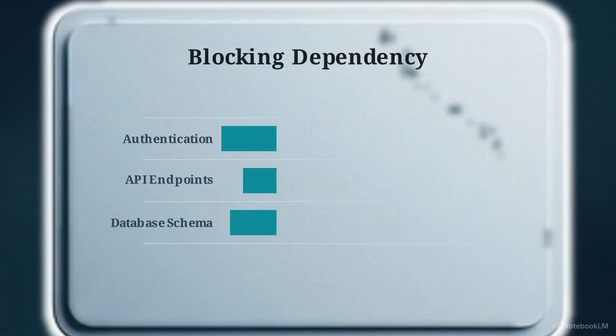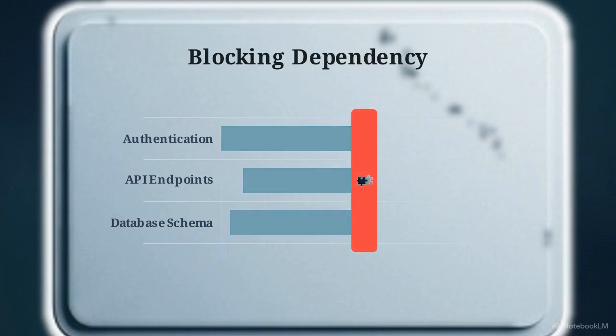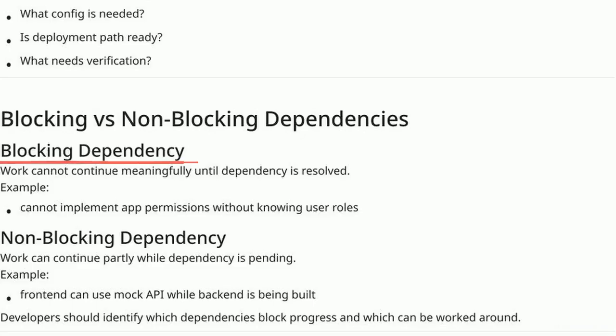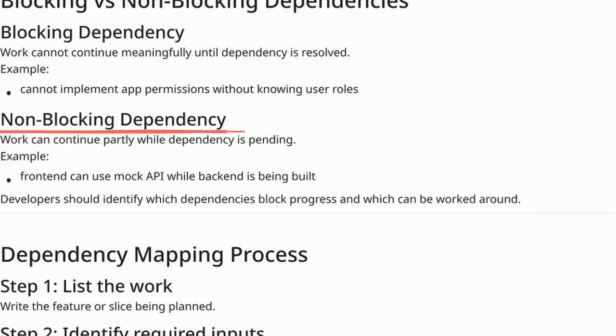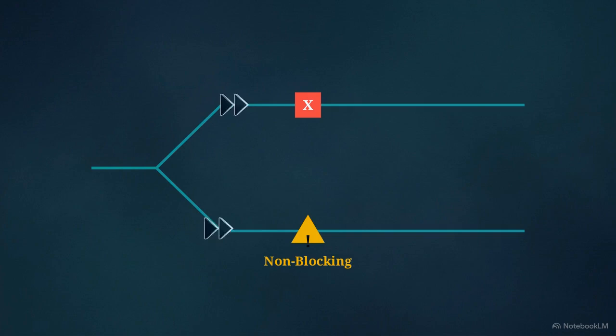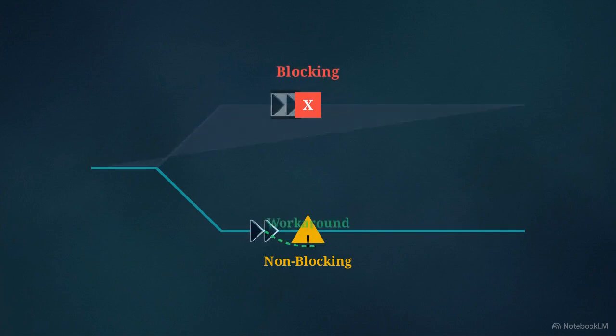A blocking dependency means exactly what it sounds like. Work cannot continue in any meaningful way until the issue is entirely resolved. Under blocking dependencies, you cannot implement application permissions without defined user roles. There is no code to write. Right below, non-blocking dependencies allow partial work. For instance, the front-end team can build interfaces using a mock API while the back-end is constructed. Categorizing these hurdles ensures your team maintains their momentum. You isolate the hard stops and you keep moving wherever a workaround is viable.